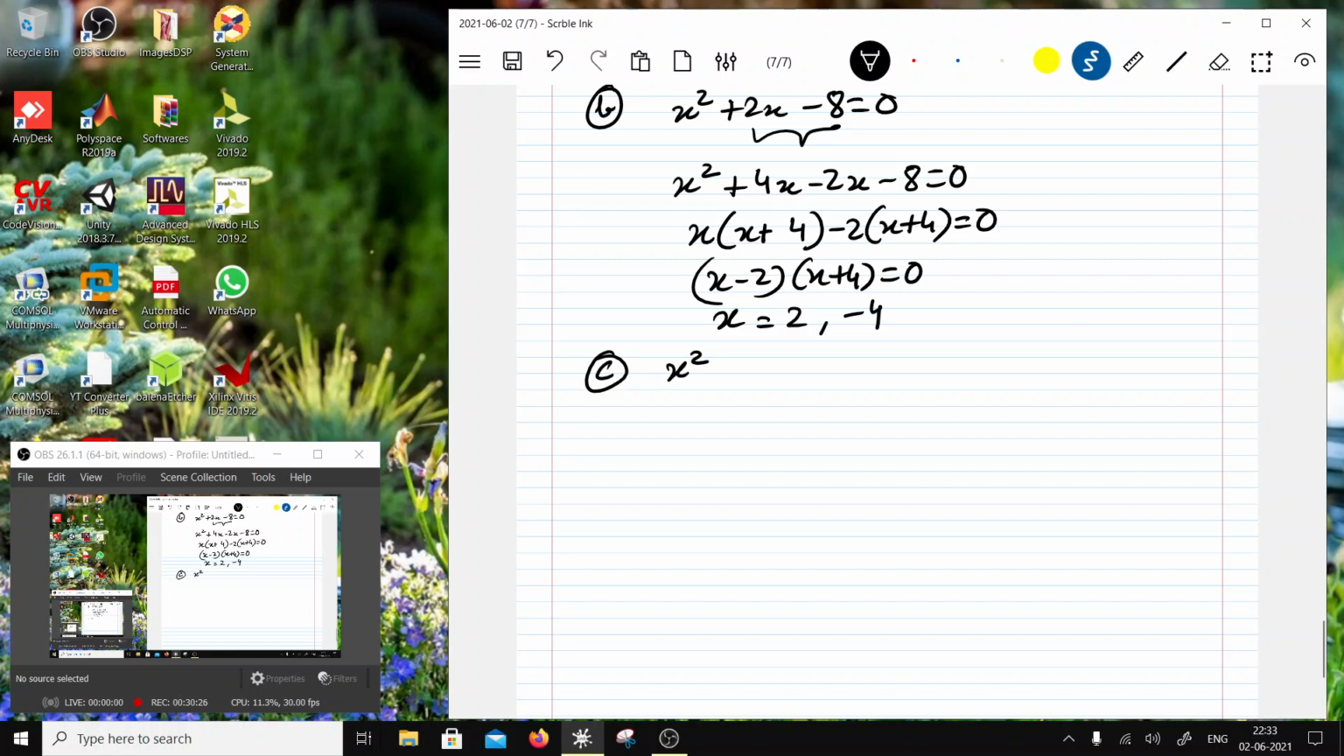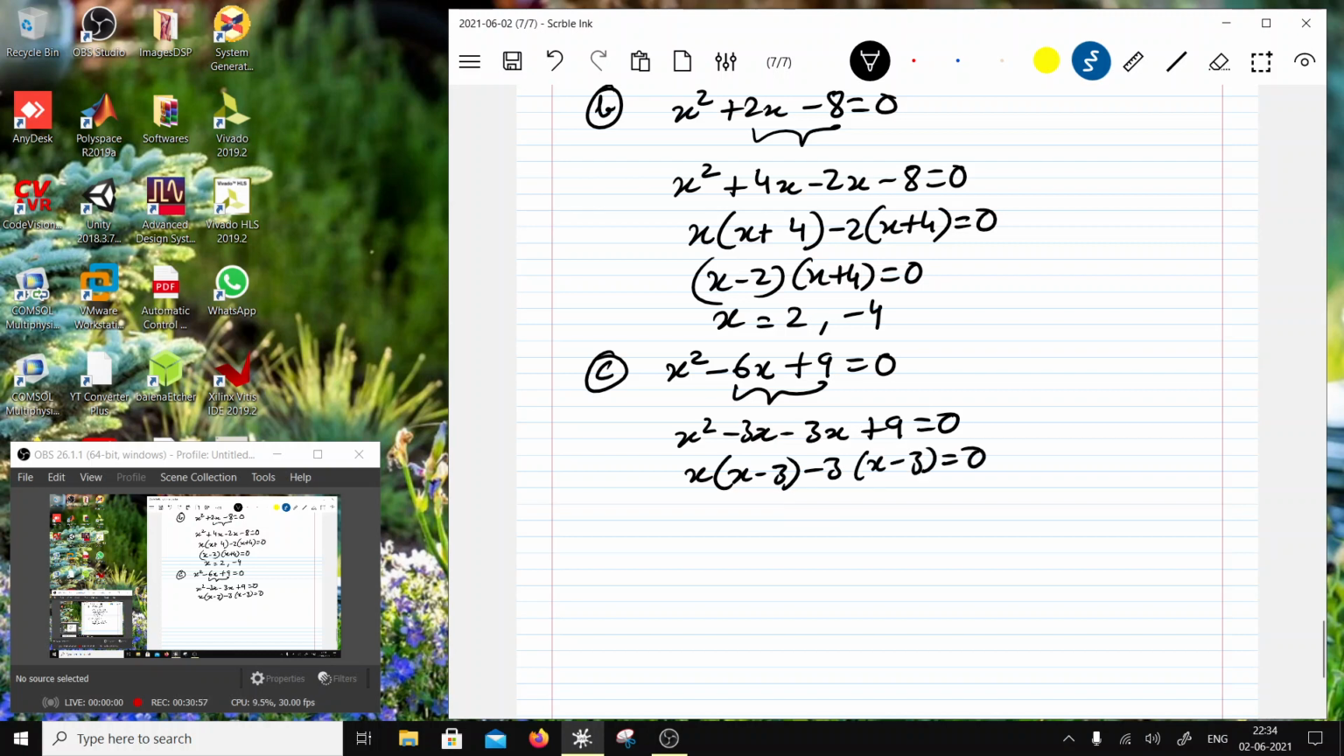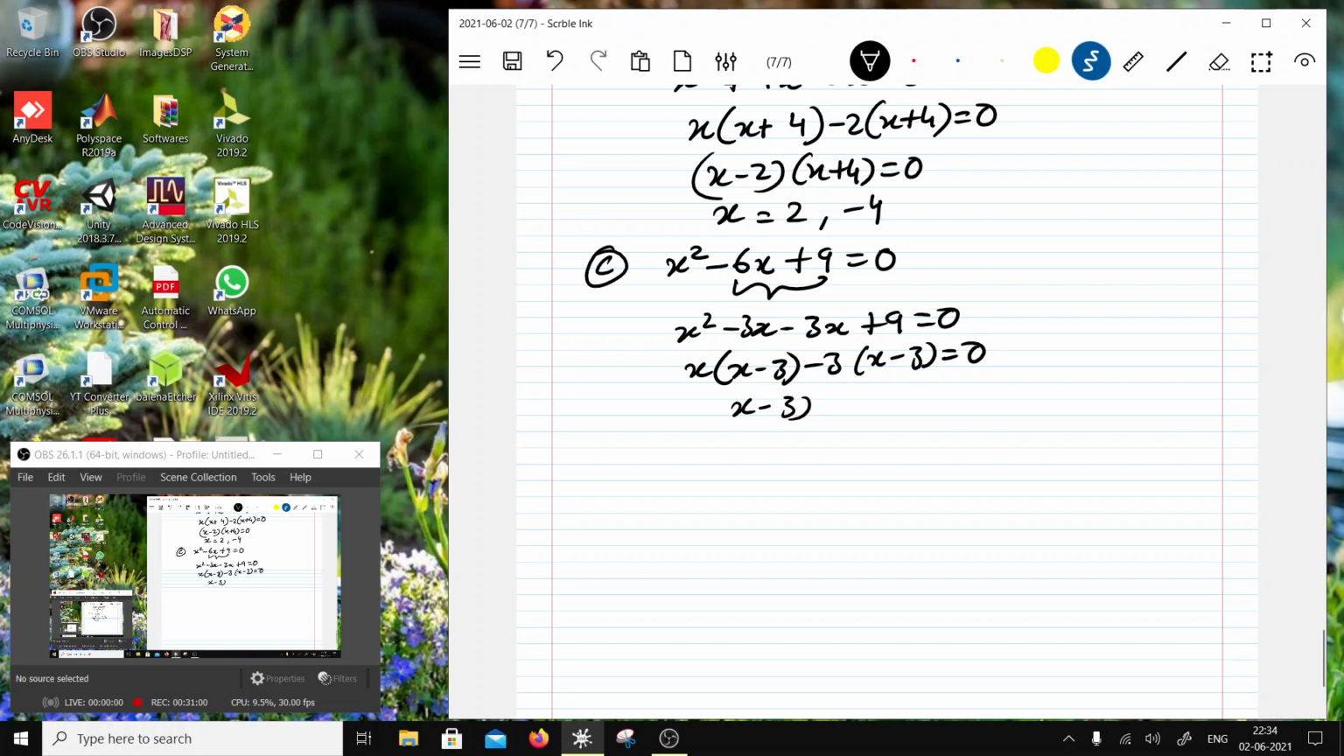Okay, so let's look at another equation. Let's say x square minus 6x plus 9 equal to 0. Again, there has to be some relationship here, which you will know by observation. So I can say x square minus 3x minus 3x plus 9 equal to 0. So x into (x minus 3) minus 3 into (x minus 3) equal to 0. And then you have (x minus 3) whole square equal to 0. So x has two roots. One is 3, another one is 3.